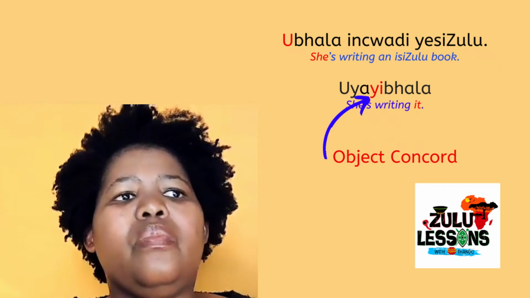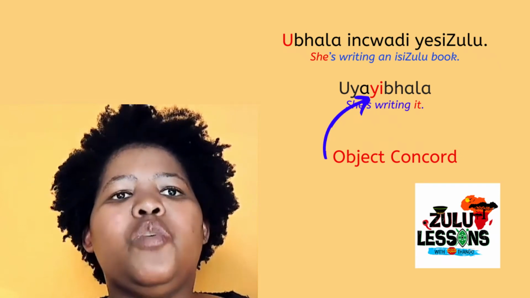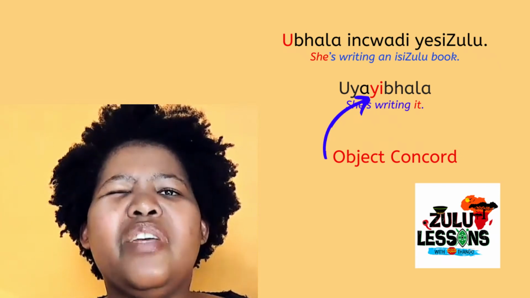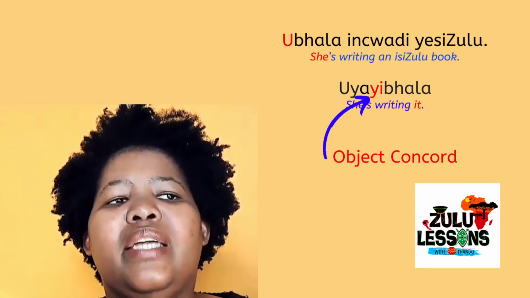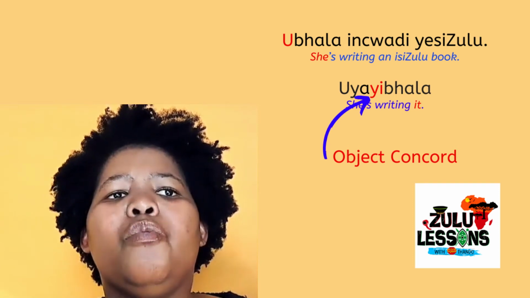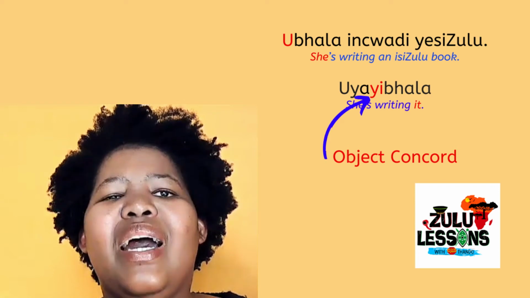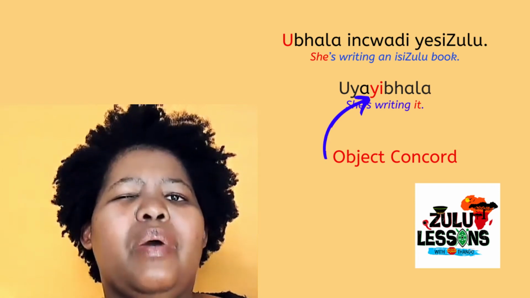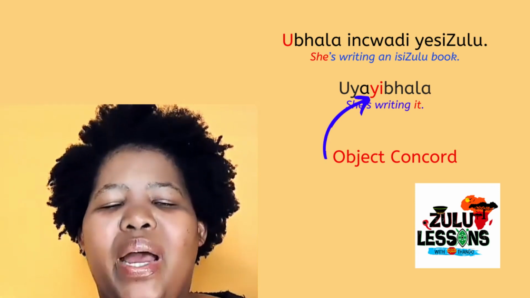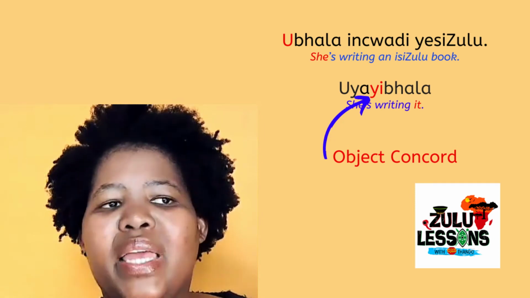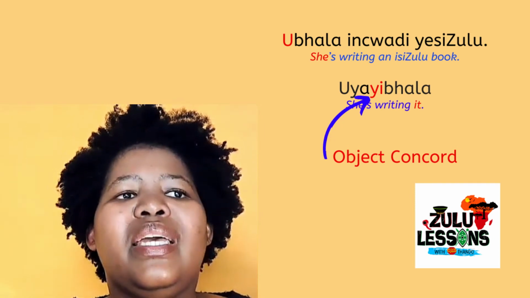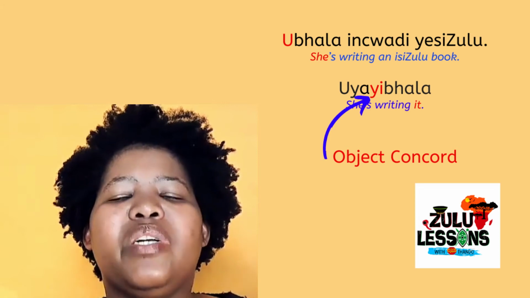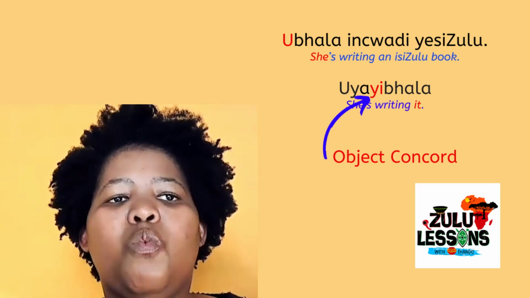Now, at this point, I'm assuming you would also connect with the previous revision we've just had, because the vowel before the verb is an I. This should be accompanied by a Y, right? So uyayibhala. The it here is represented by that yi.